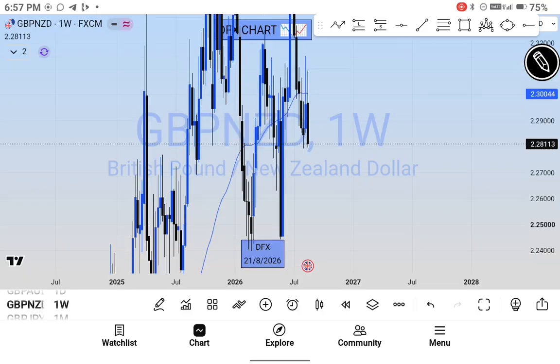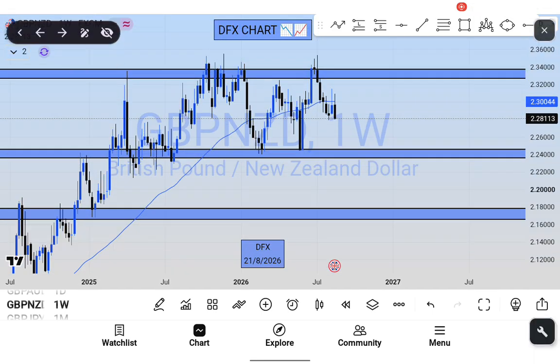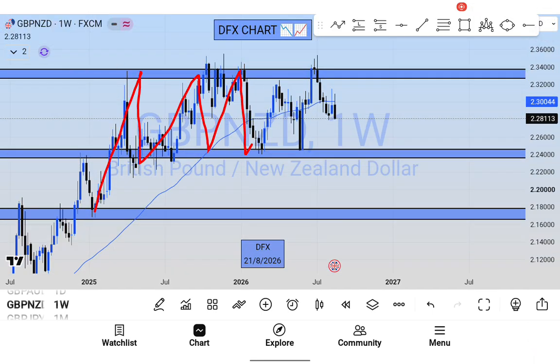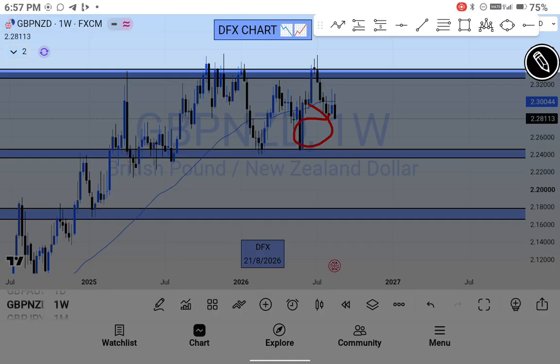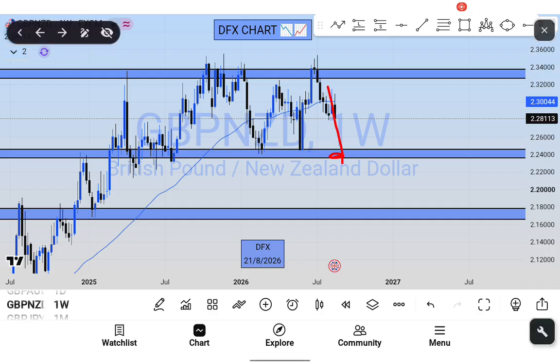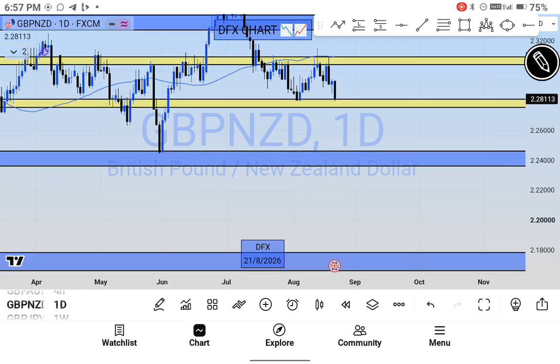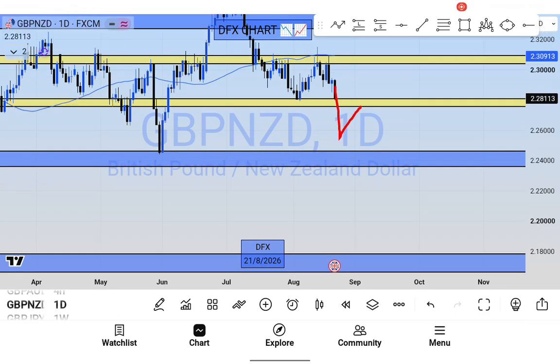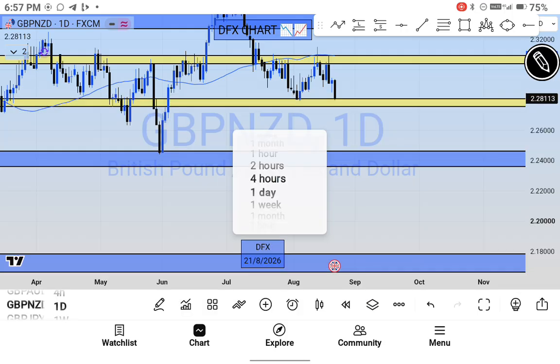Now pounds NZD on a weekly time frame, we can clearly see that we have a push and a ranging market just like pounds USD. We have this candle formation here, an evening star, so we should be expecting price to push to the downside. So how are we going to capitalize on that? This first trade I didn't take, so that's a missed trade. So we're going to be waiting for a break below here, retest, then we sell to this point. All right, so that's all for pounds NZD.